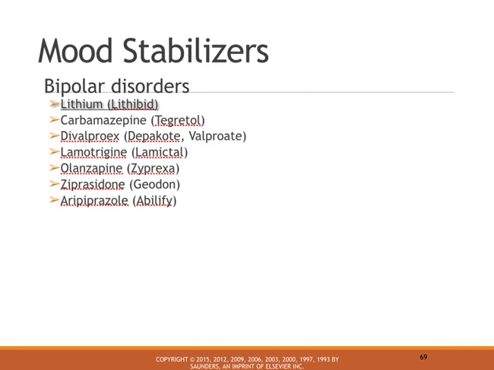So let's touch base on mood stabilizers. So, mood stabilizers treat bipolar disorders, and that is depression and mania or hypomania. With both a manic or a hypomanic episode, you're going to have 3 or more of these symptoms.